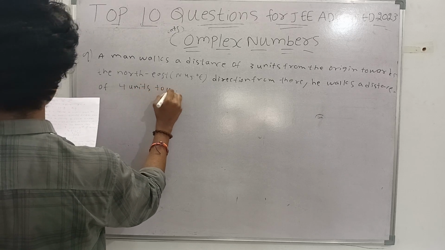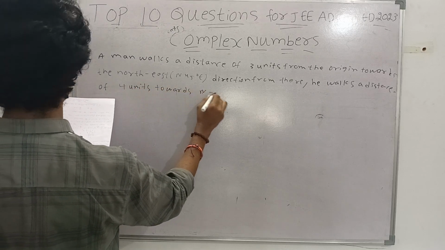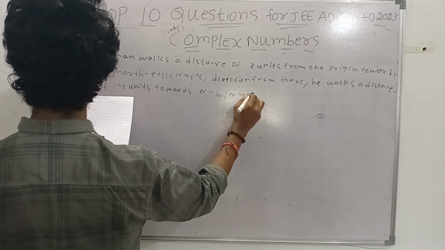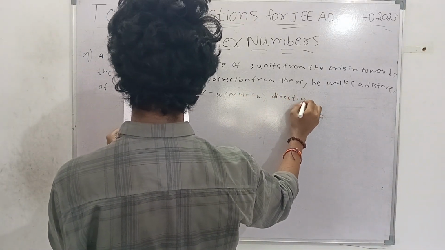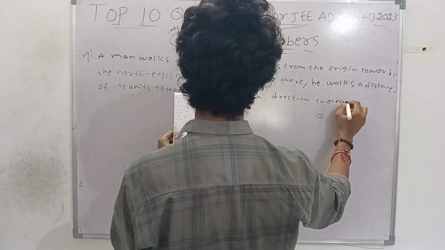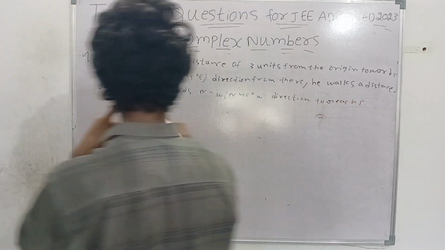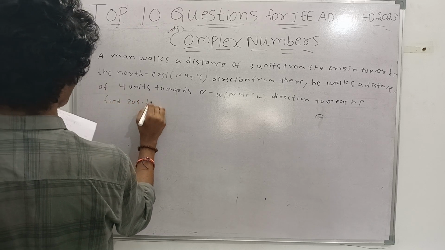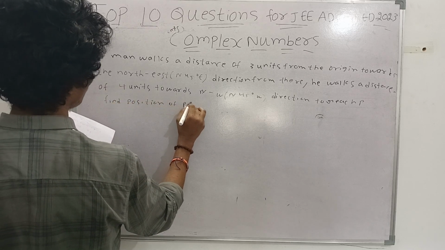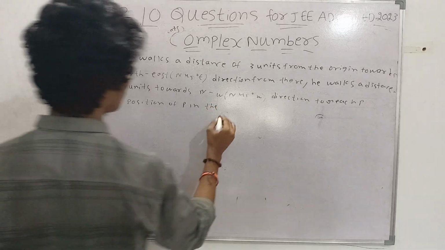4 units towards the northwest at an angle north 45 degrees to west direction to reach P. Find the position of P in the Argand plane.